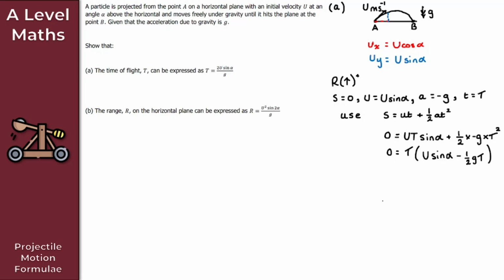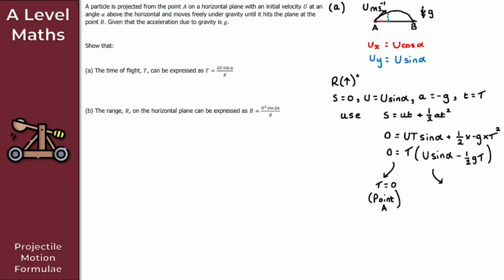Okay. So if this is equal to 0 here, right, this equation is equal to 0, I'm going to get two solutions here. So my first solution is T equals 0. So I get T equals 0, right? And T equals 0 corresponds to the point A here. Okay, so that's the point A. So we'll make a note of that here, just so we don't cause any confusion. And then the second solution here is given as U sine alpha minus a half GT is equal to 0.